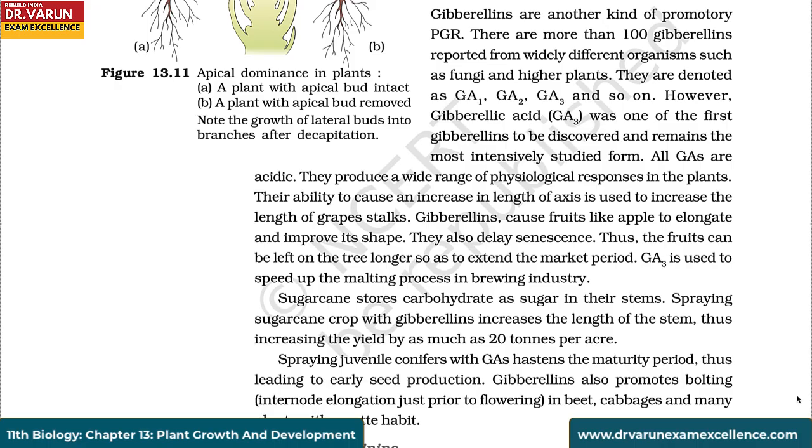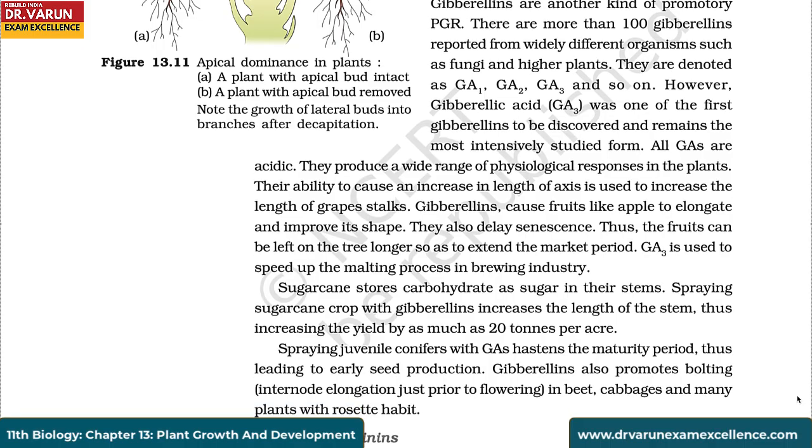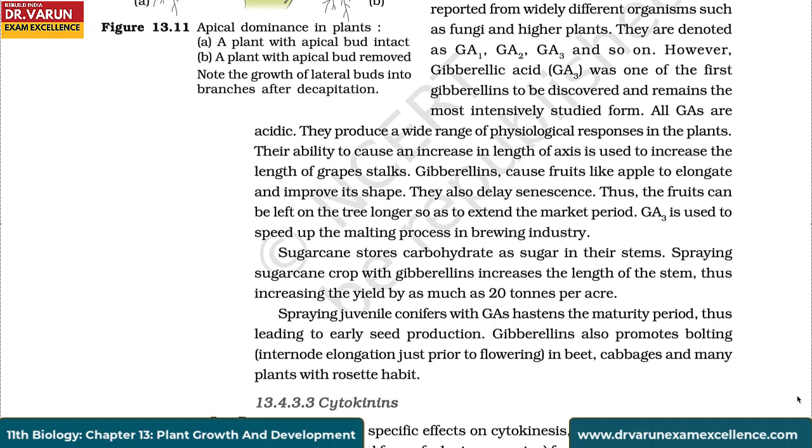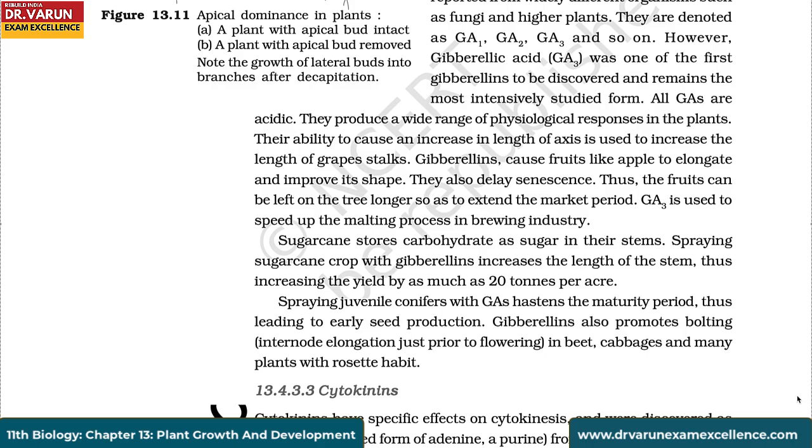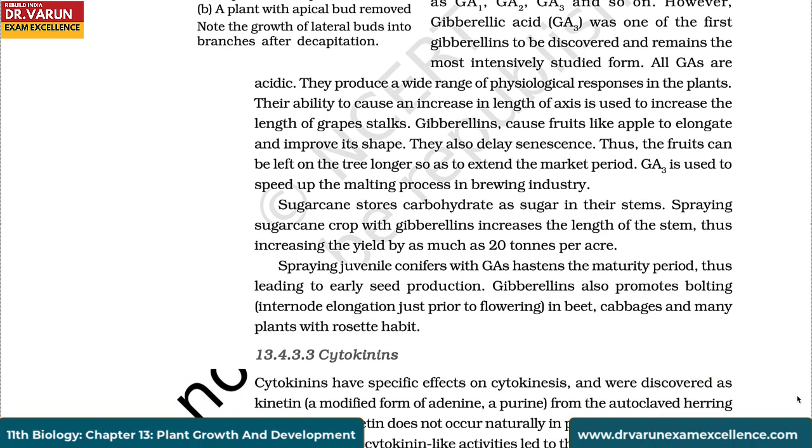Their ability to cause an increase in length of axis is used to increase the length of grape stalks. Gibberellins cause fruits like apple to elongate and improve its shape. They also delay senescence, thus the fruits can be left on the tree longer so as to extend the market period. GA3 is used to speed up the malting process in the brewing industry.